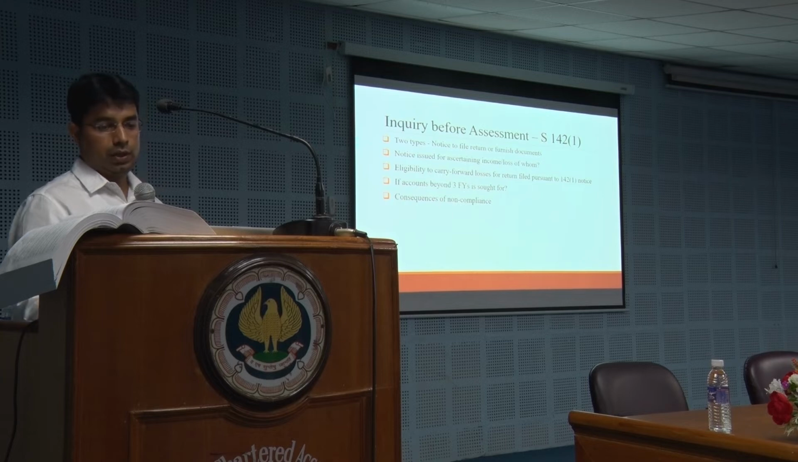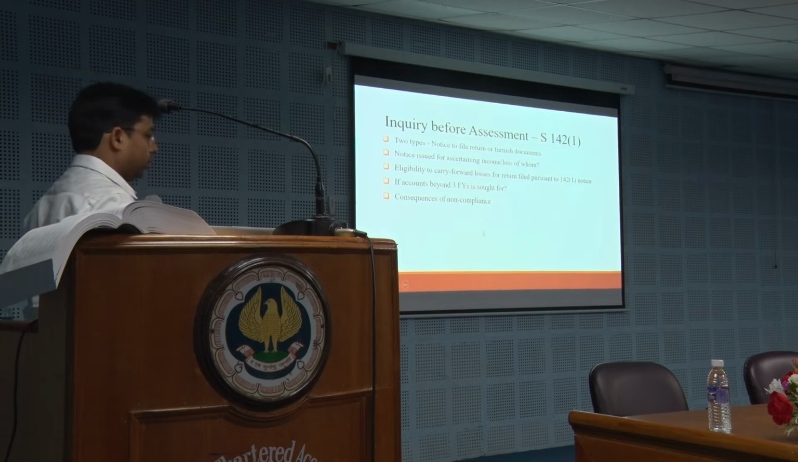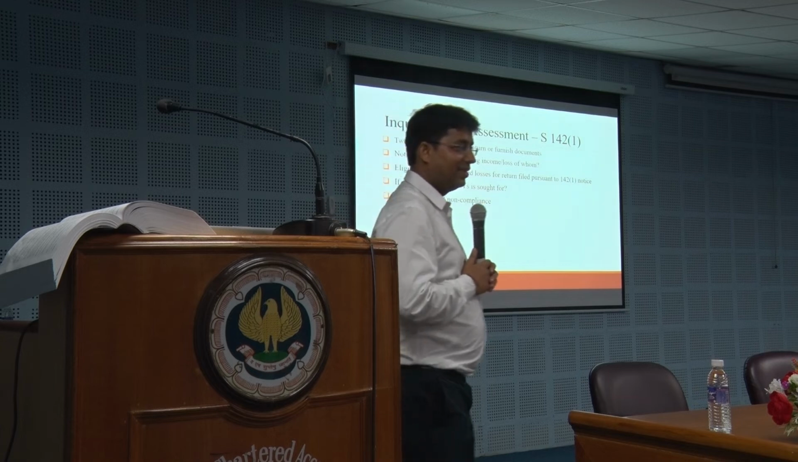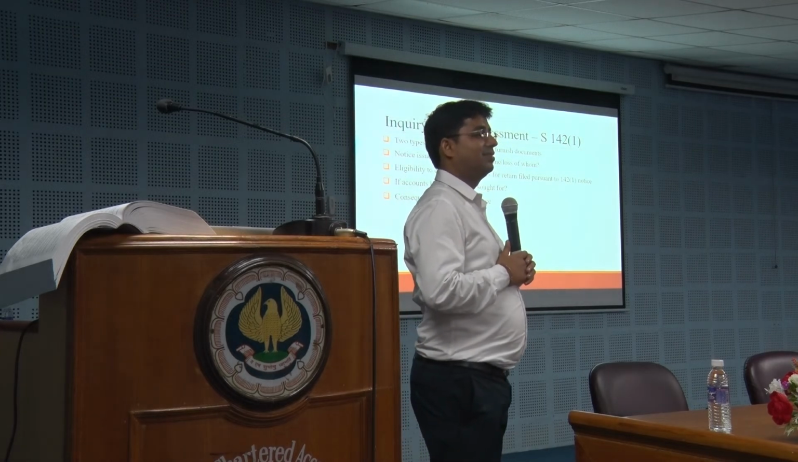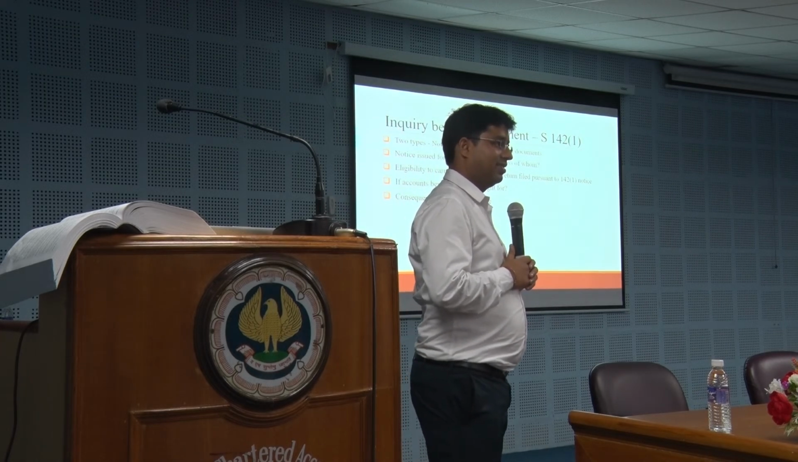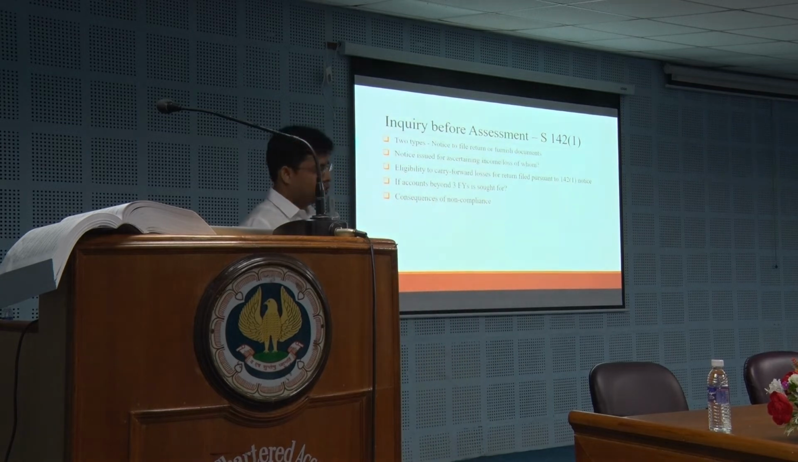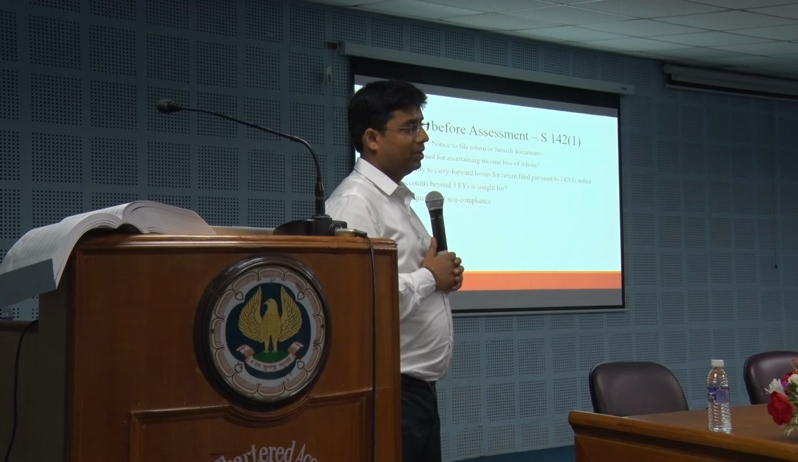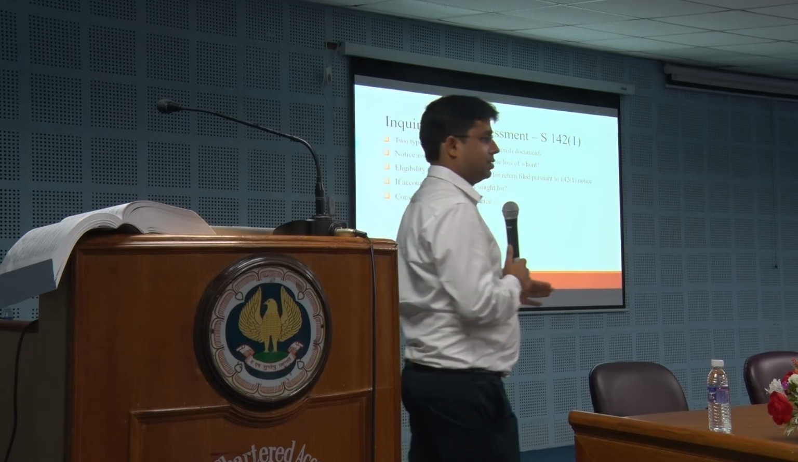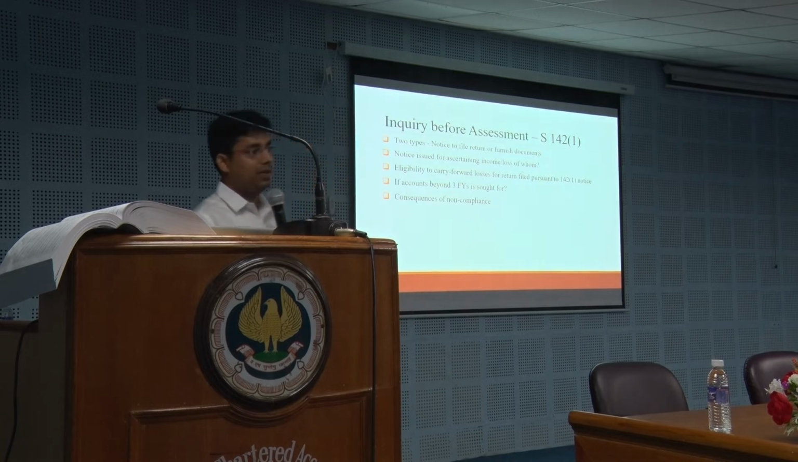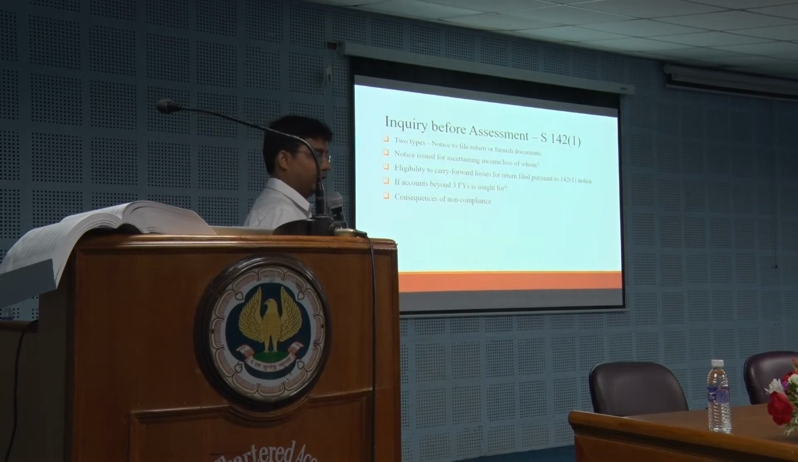What can be the possible consequences of non-compliance if you don't comply with the 142(1) notice? Penalty under 271? Without filing, you can't issue 141. So 271D can be. I understand you want to convey a penalty section. The correct section is 276D. That is the section which levies penalty on you if you don't comply with a 142(1) notice.